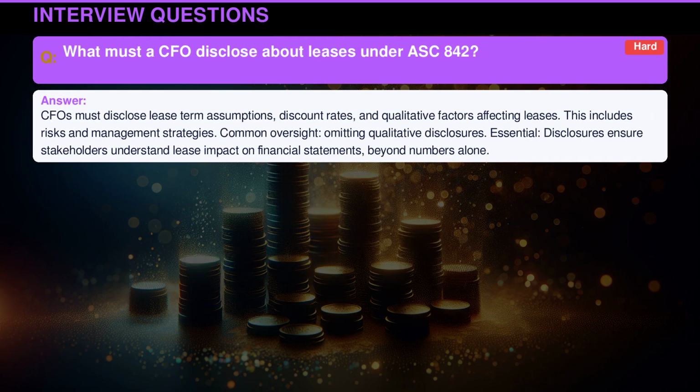CFOs must disclose lease term assumptions, discount rates, and qualitative factors affecting leases. This includes risks and management strategies. Common oversight: omitting qualitative disclosures. Essential: disclosures ensure stakeholders understand lease impact on financial statements, beyond numbers alone.